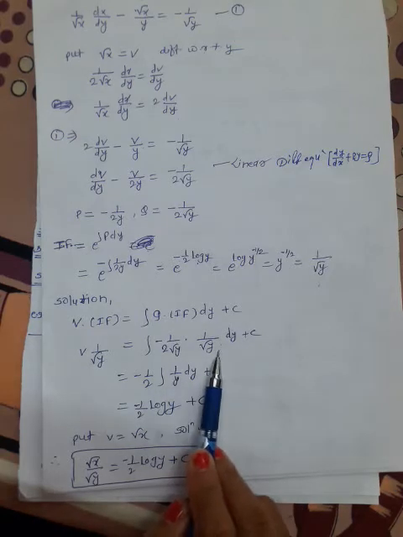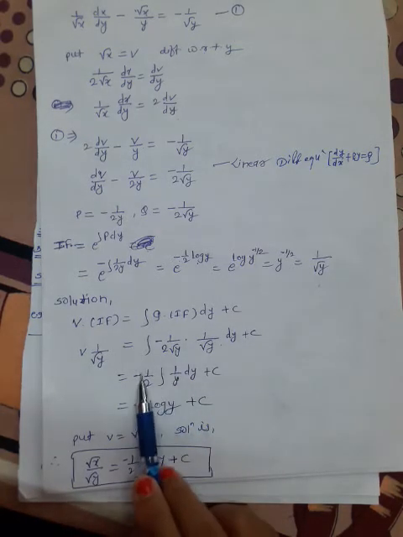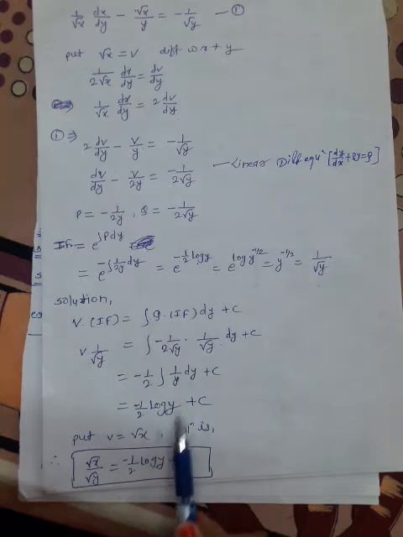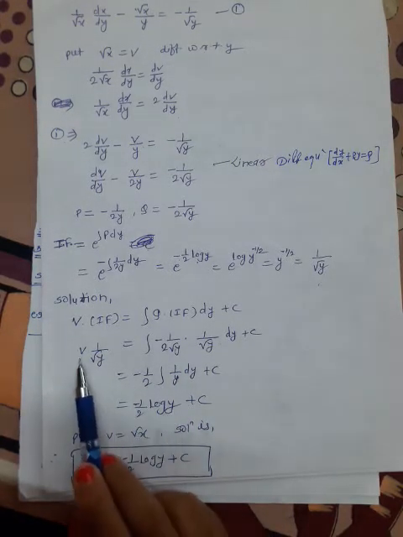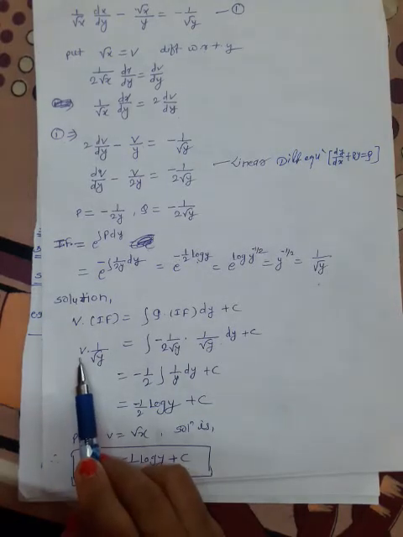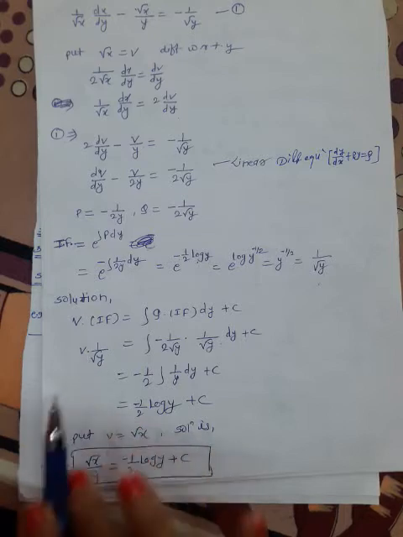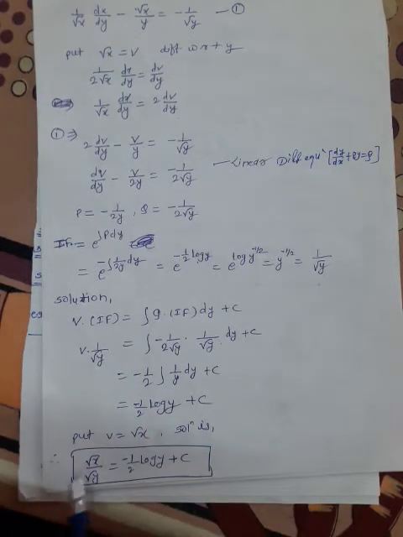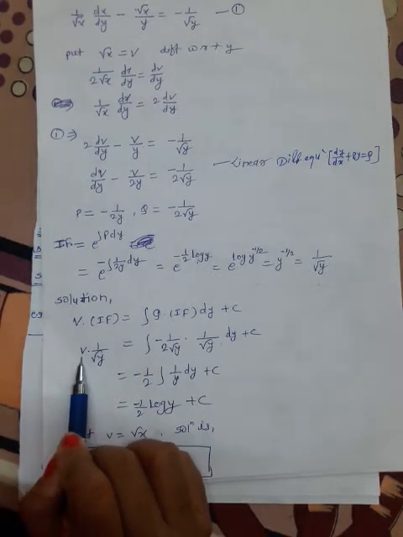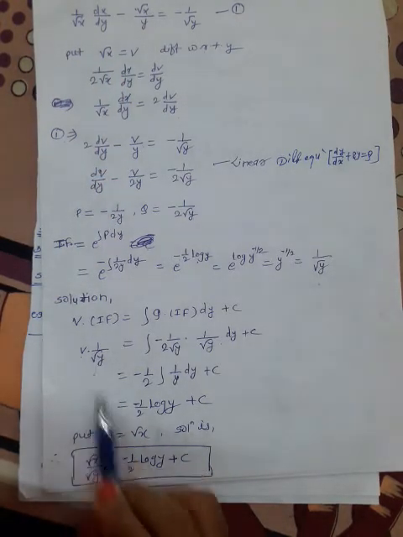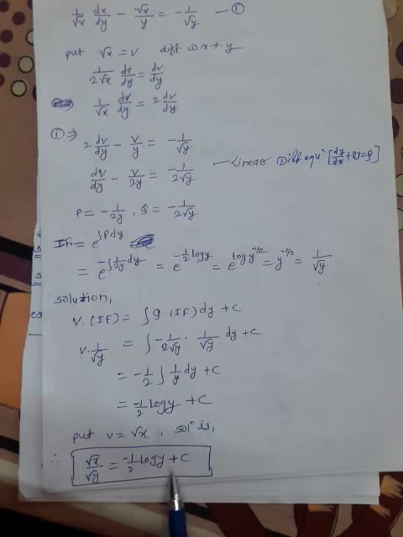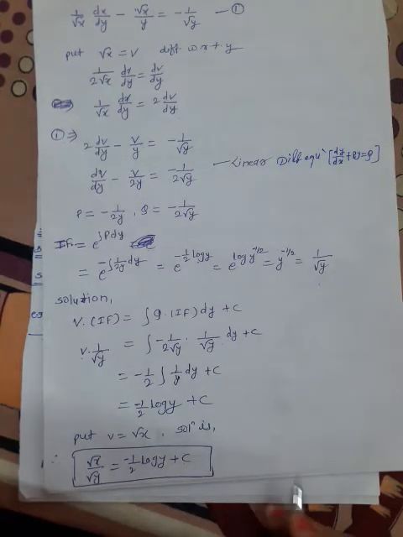Now root y becomes y, and minus half comes outside. Integration of 1 by y is log y. Now again resubstitute v, because v is not our variable. It is not in the example. Example contains only x and y. Therefore resubstitute v as root x. Therefore root x upon root y is equal to minus half log y plus c is our solution.